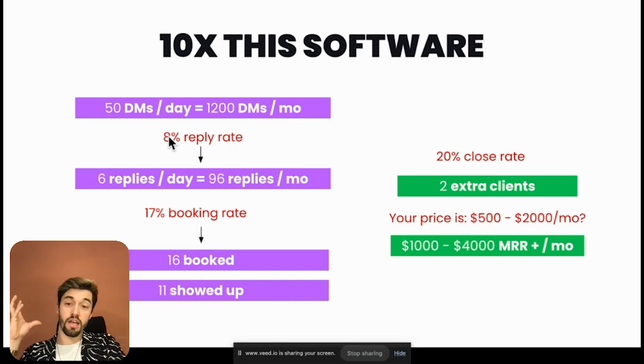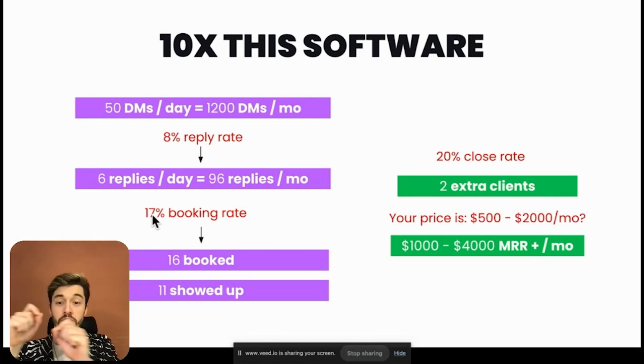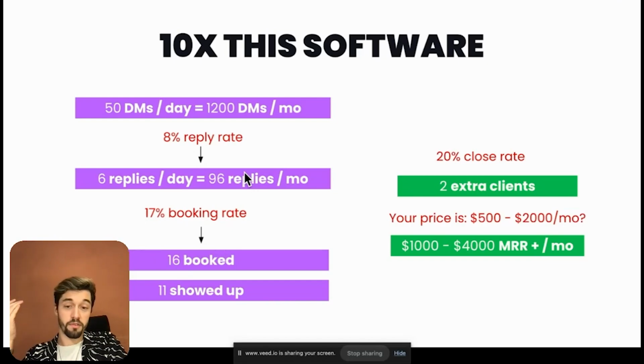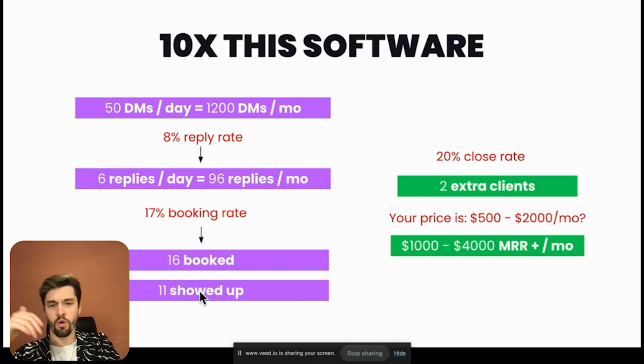So let's say you're getting an 8% reply rate, which is pretty average in the industry. That means you will get about 6 replies a day or 96 per month. Out of these 96 people, most likely you're going to have a 13 to 26% booking rate. You just need to talk to them a bit and book them, boom. So let's say you got 17, that means 16 people from these 96 replies will book a call with you, and 11 will show up because we always have people that just don't show up for some reason.